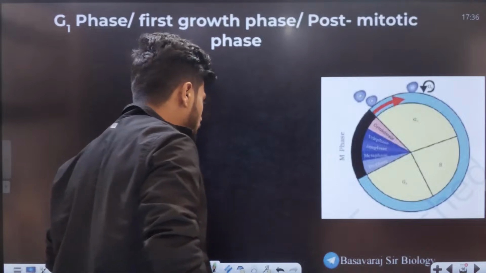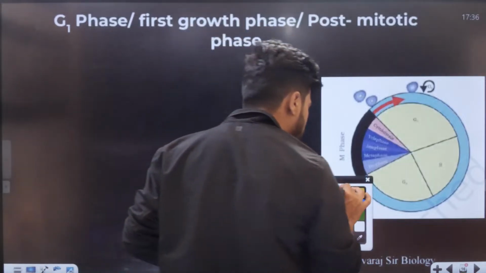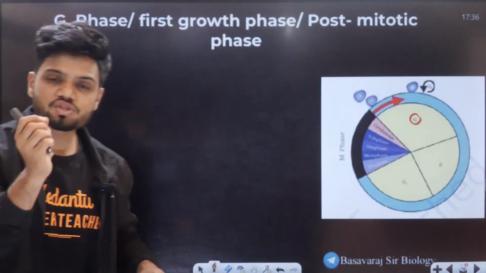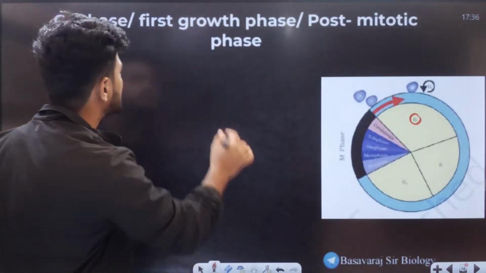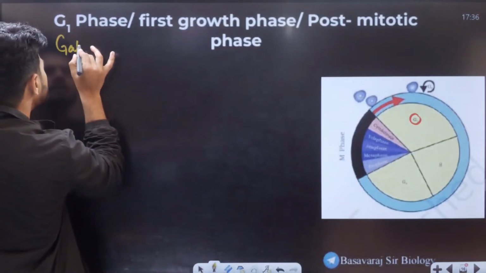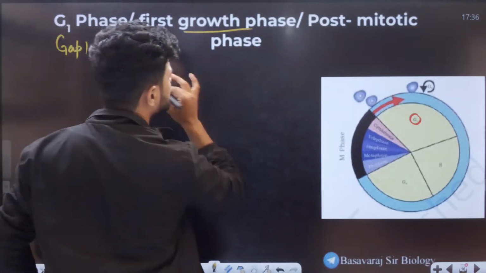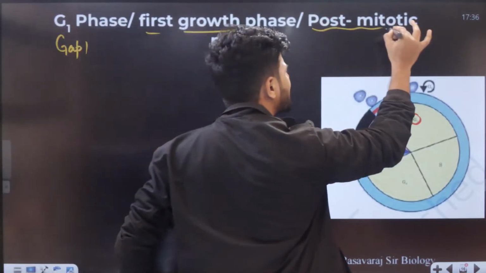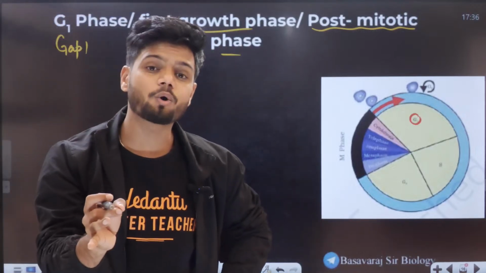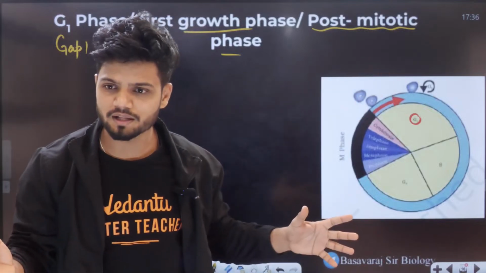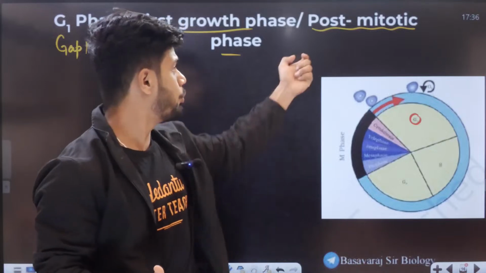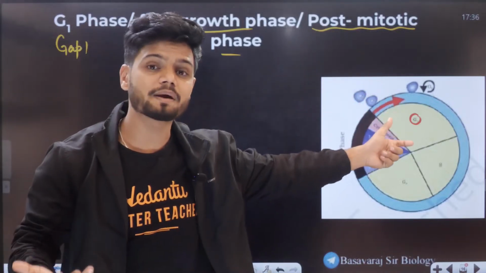Now all of you need to understand, the first phase is called G1. This G1 phase is also called the first growth phase or gap 1 phase or post mitotic phase. Now you might ask me, why is it called post mitotic? Why do I call it post mitotic?